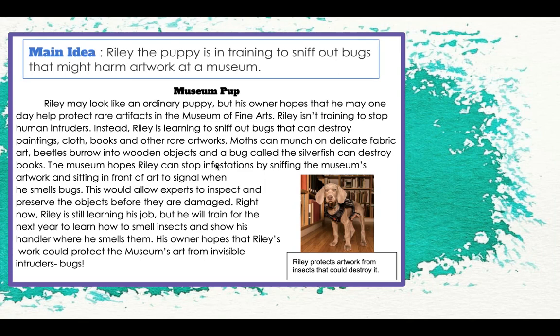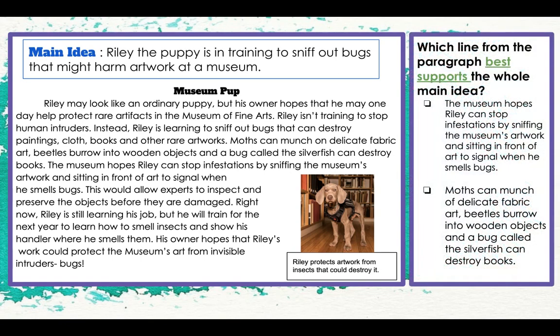All right. Back to our same article, but now I want you to look at two new sentences and look for which line from the paragraph supports the whole main idea. So go back to that main idea. Riley the puppy is in training to sniff out bugs that might harm artwork at a museum. Your main idea is going to need to have something about Riley, the puppy in training, and something about sniffing out bugs that could harm artwork.